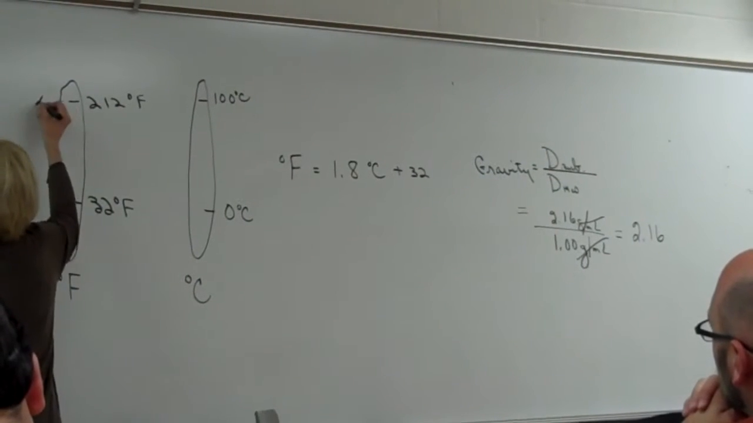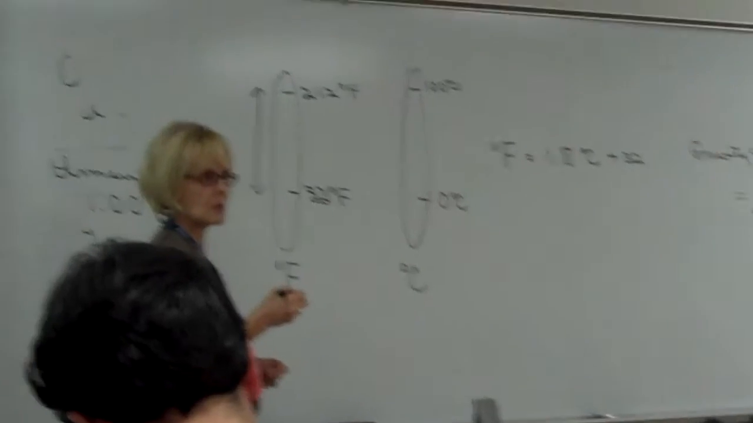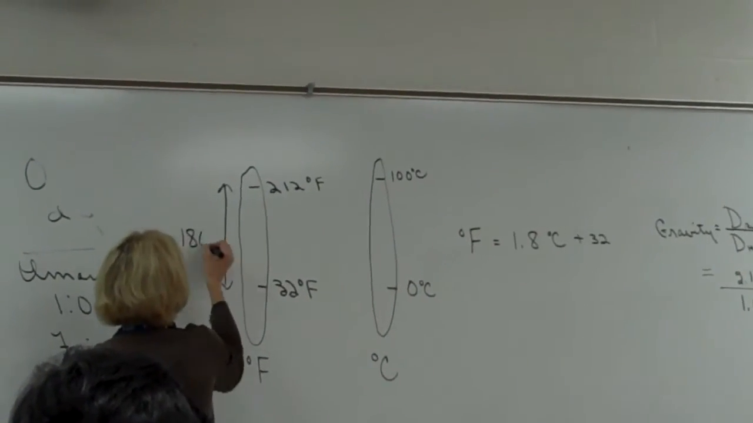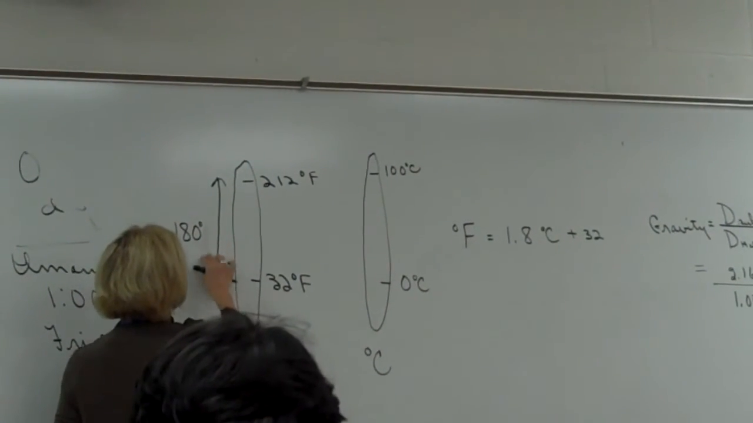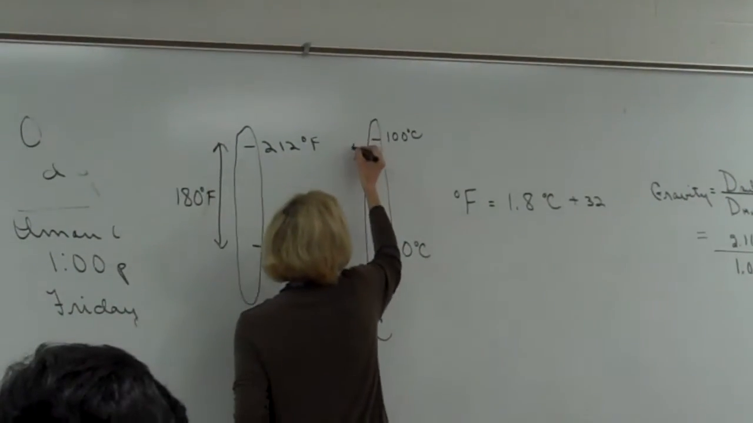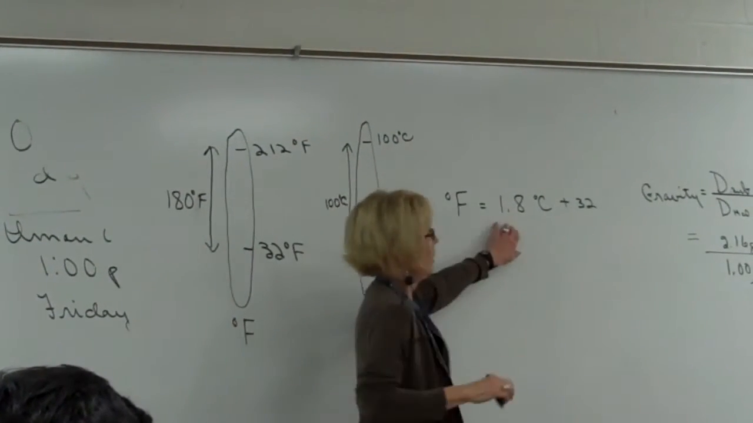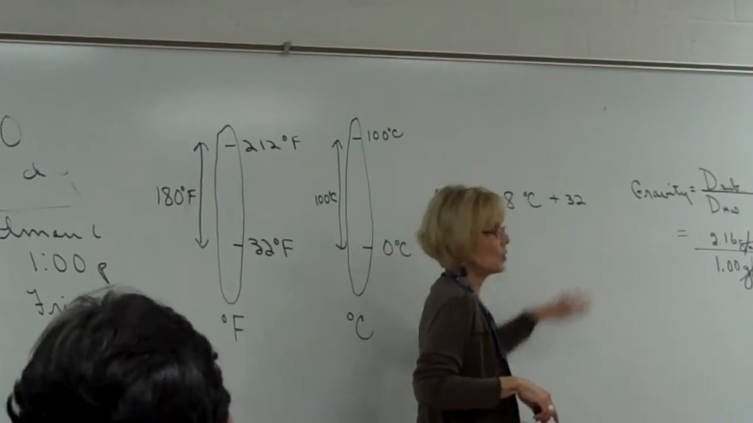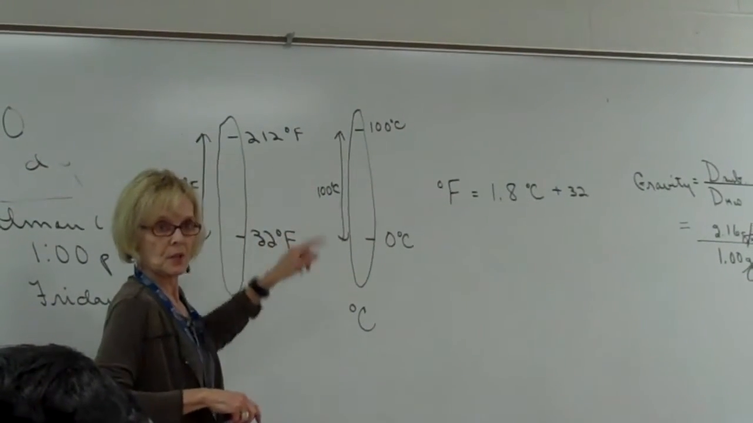Okay, now let's think a little bit about where those numbers come from. If I take the difference from here to here, how much is that? What's the difference? 180. Okay, 180 Fahrenheit degrees difference. Whereas this is only 100. Hence the 1.8. 180 over 100. Okay, 32. Well, hey, this guy got a head start. So that's going to be plus 32.